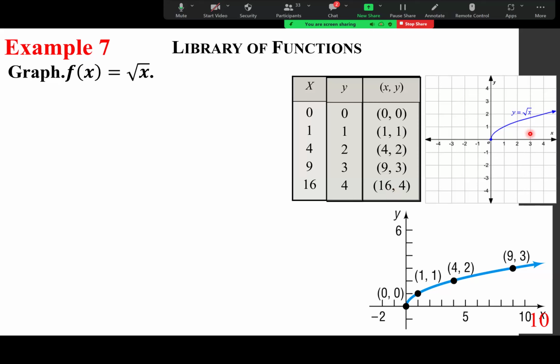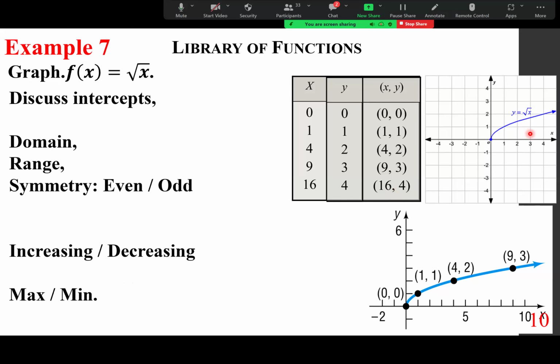Now, these are interesting information and facts about a function we need to know. So what are the intercepts, for example? Let's discuss all of this. The x-intercept and the y-intercept are the same, 0, 0. When the graph crosses the origin, the x and y-intercepts are the same, 0, 0.